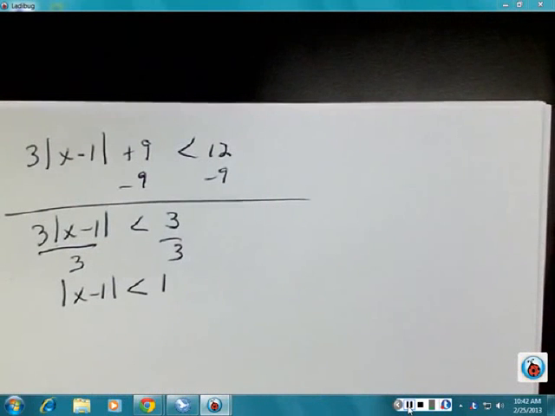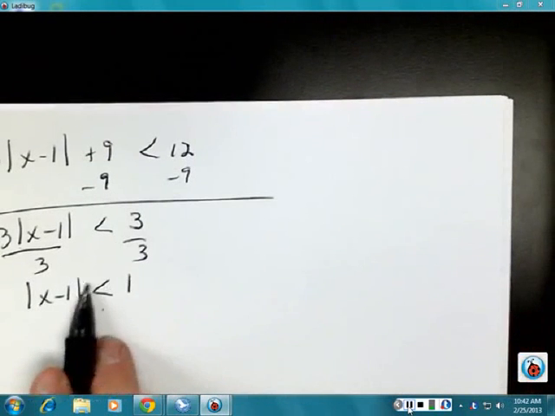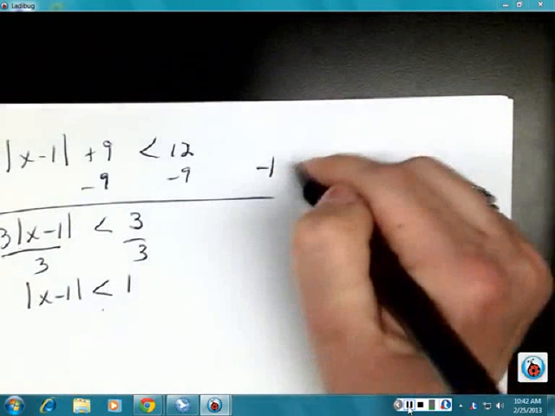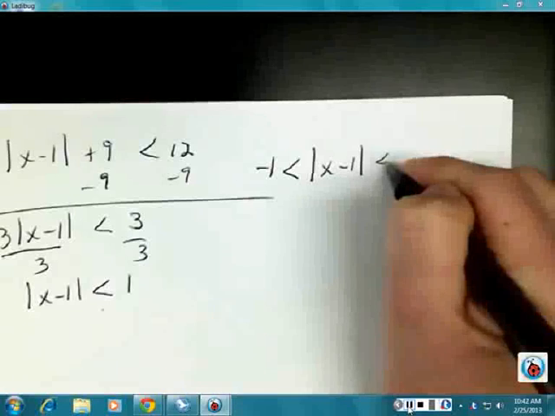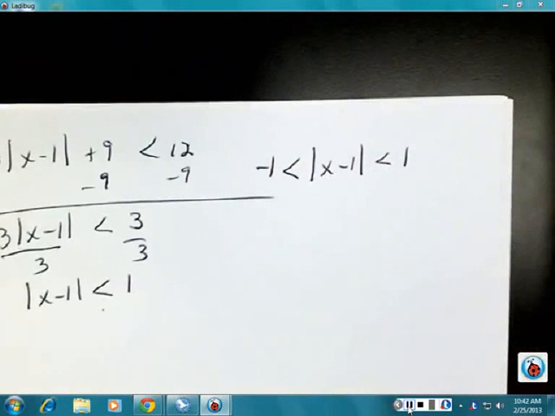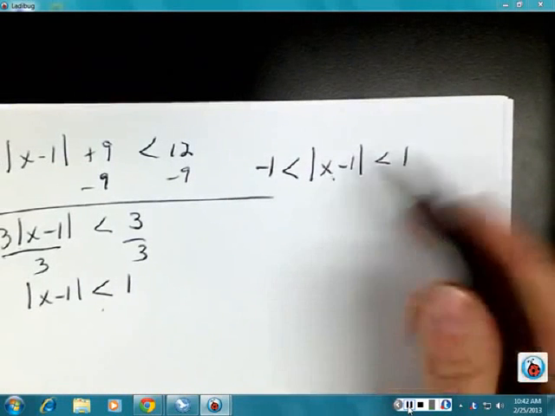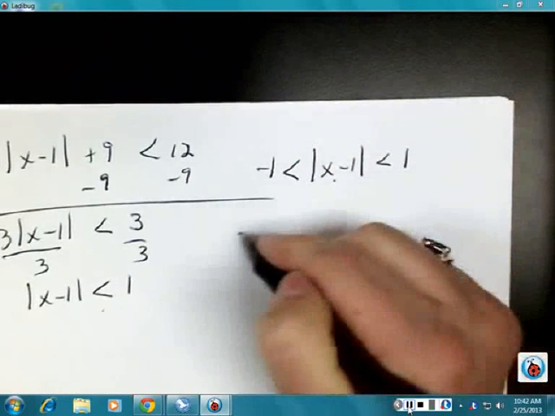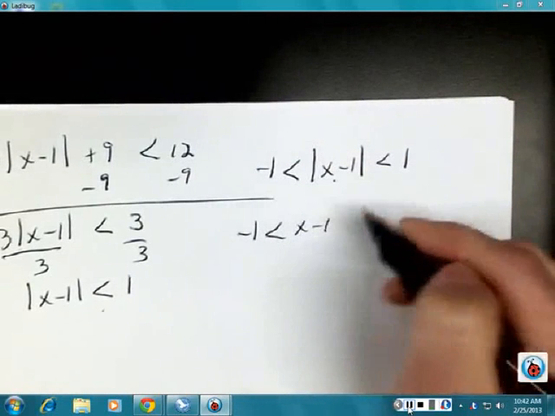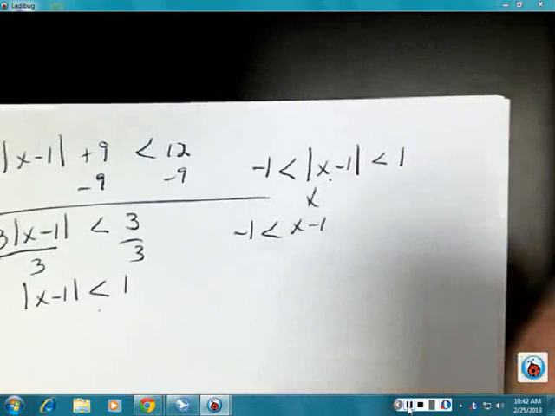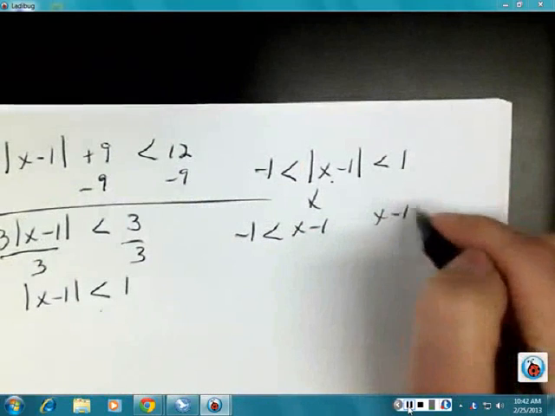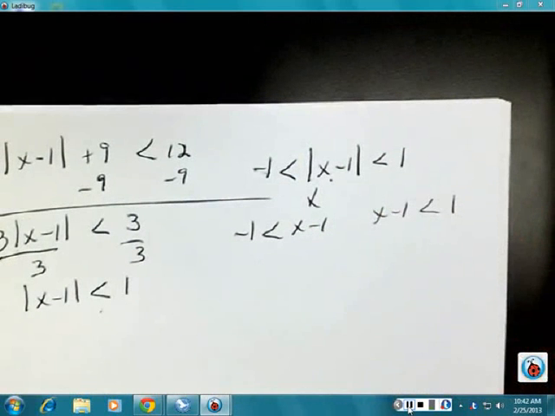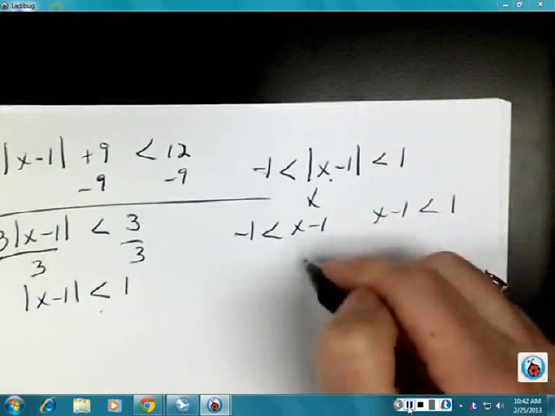So now I need to set up my two pieces. It can be 1 or the same sign, -1. Negative 1 is less than absolute x minus 1, less than 1. Now we have to take both parts of the equation. First part, negative 1 is greater or less than x minus 1. Second part, x minus 1 is greater or less than 1. And now we solve them. So add 1.